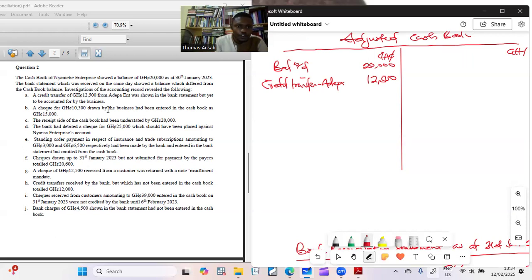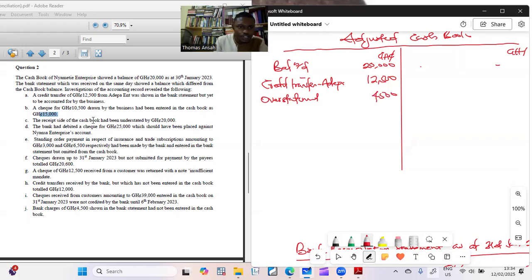A check of 10,500 drawn by the business has been entered in the cash book as 15,000. When you draw a check, it's supposed to be credited. So it was 10,500, but it was entered as 15,000. You overstated it, so you need to reduce it. If you want to reduce a figure that is here, you come here. So overstatement, you can also say error. How much is that? 15,000 minus 10,500 gives you 4,500.